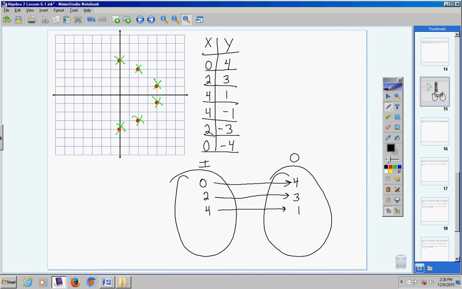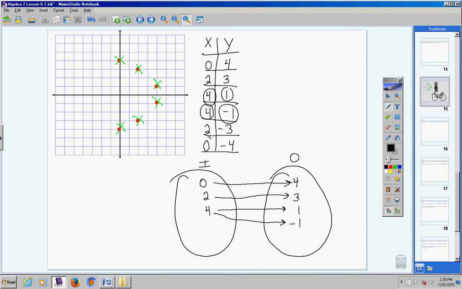Now, here's where it gets a little tricky. You have 4 again. Don't draw another 4, okay? When you put in 4, you got out 1, but when you put in 4, you also got out negative 1. So put a negative 1 here, and then draw another arrow from 4. There we go. So 4 has 2 arrows coming off of it.